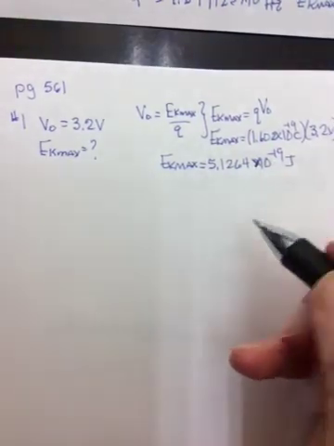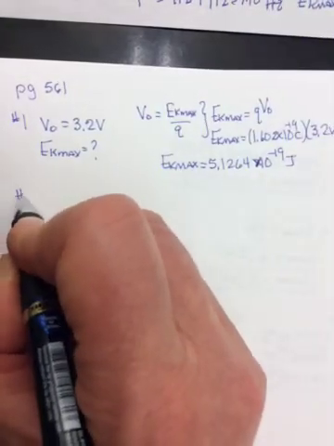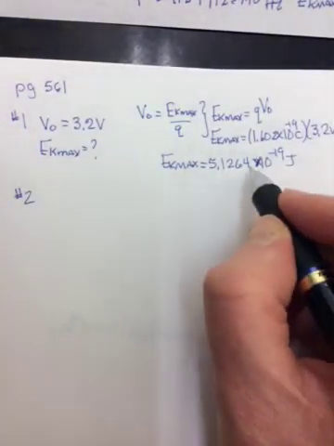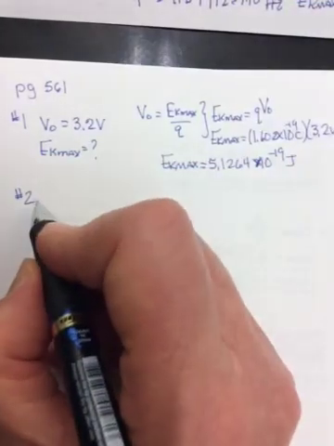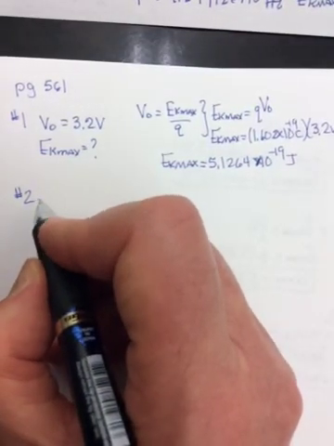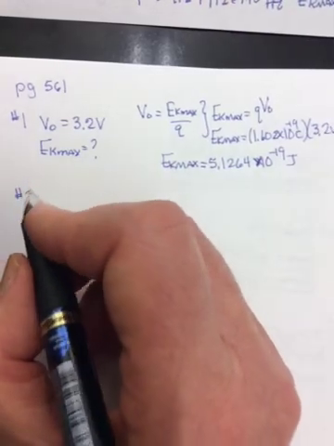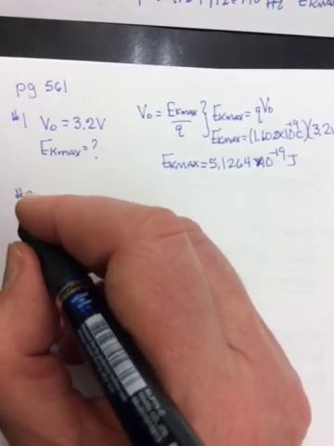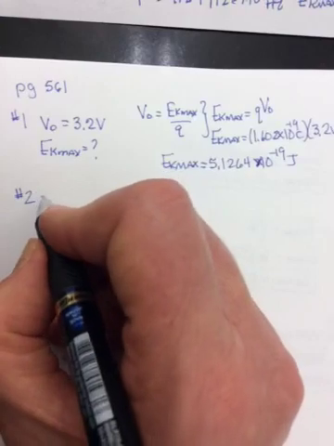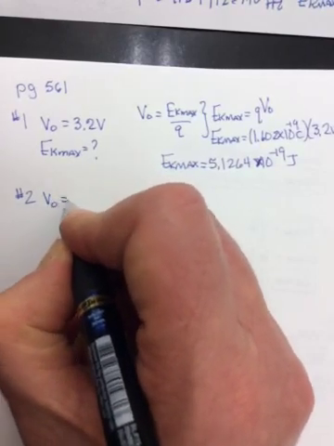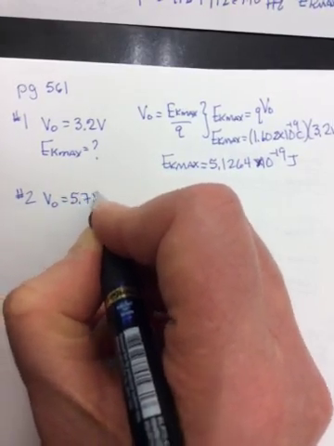And it asks us for it in joules. If it had wanted electron volts, then we would have divided this by 1.602 times 10 to the negative 19 joules per electron volt. But it only wanted it in joules, so we don't have to. Number 2, stopping potential for a photoelectric cell is 5.7 volts. So V0 is 5.7 volts.